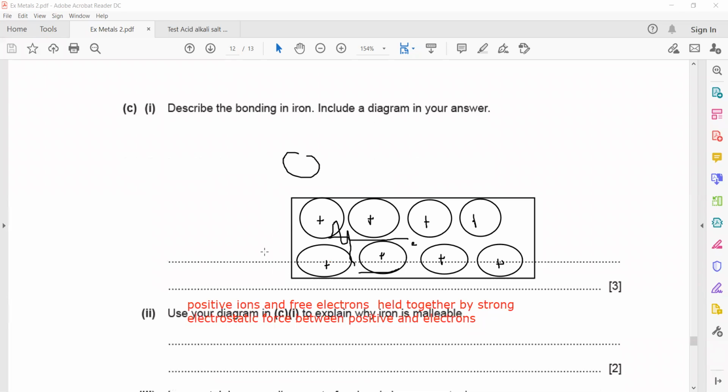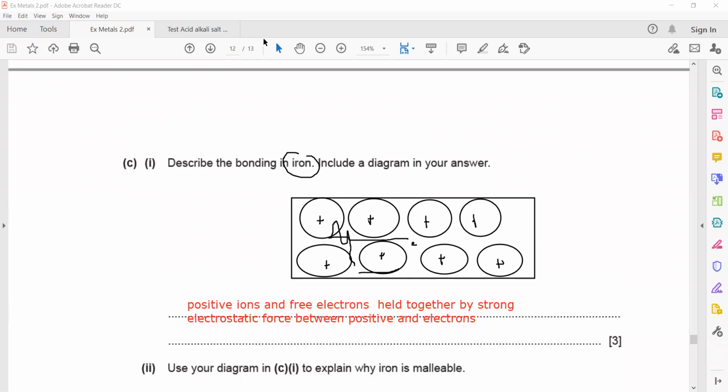Then use your diagram in C1. Explain why iron is malleable. So why are metals malleable? Because they have a layer structure and these layers can slide over each other without breaking. So due to the sliding, the layers can slide over each other without breaking. That's why metals are malleable.